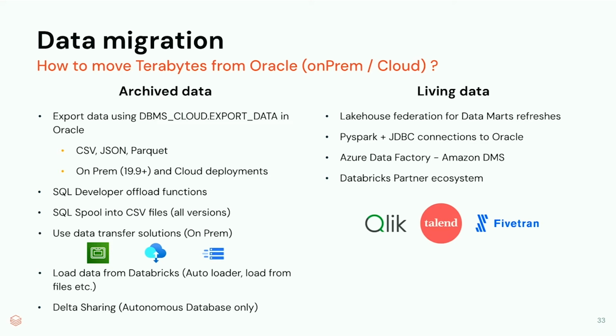So the first one, for archive data, if you are using an Oracle on-prem instance 19.9 plus, and on a cloud deployment as well, you will be able to use the DBMS cloud package and the export data function that will help you to export data from a table to various formats, could be CSV, JSON, or Parquet.